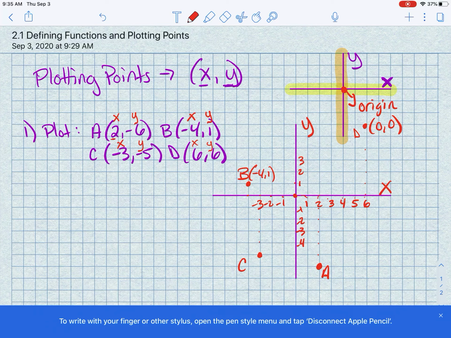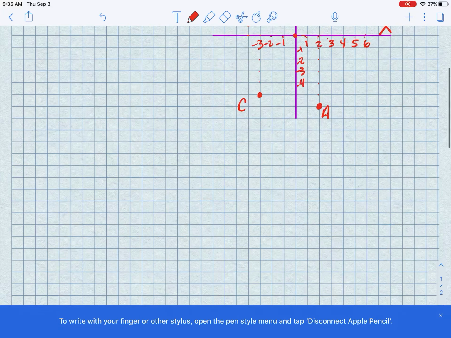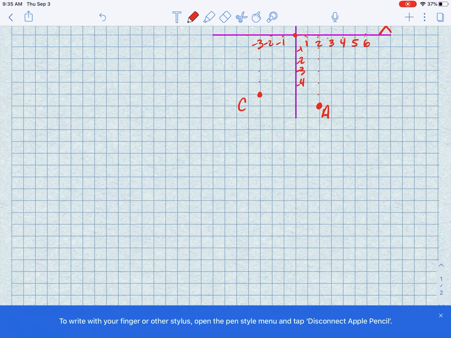So the next thing that I want to do is I'm going to give you a graph, and then we're going to name the points. Okay, so your second example, I'm going to give you this graph.